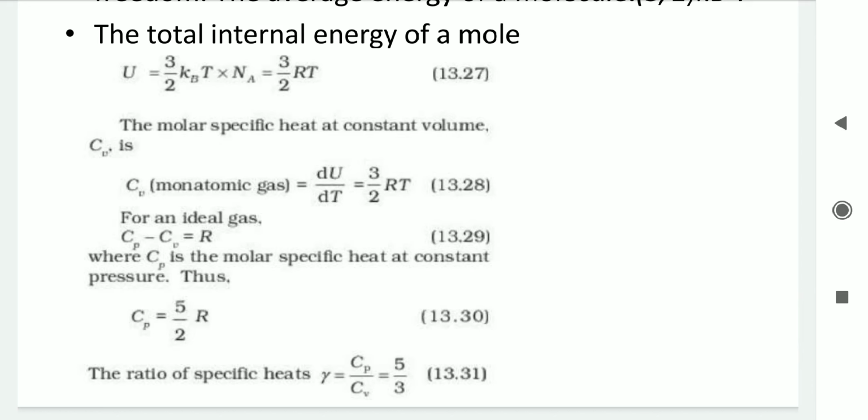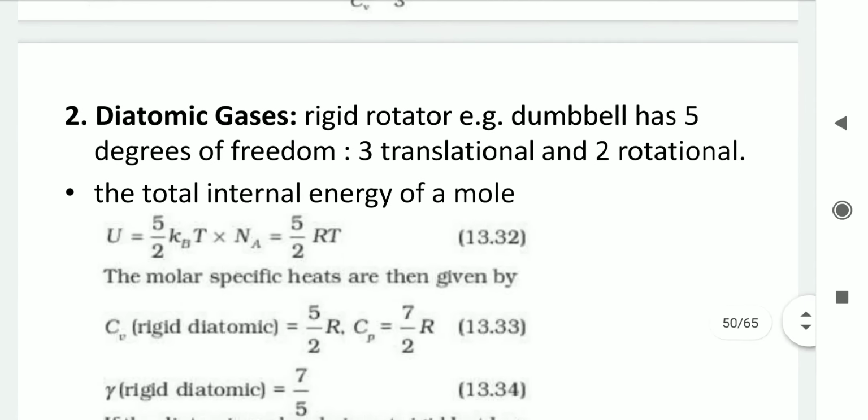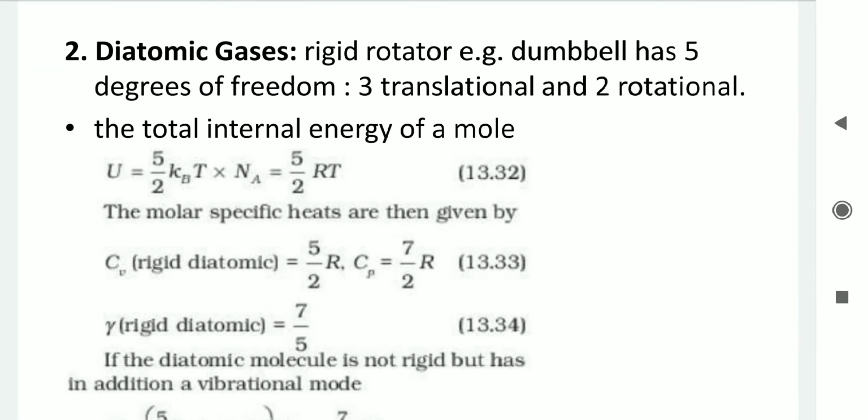Now, let us understand the specific heat capacity of diatomic gases, which is a rigid rotator having 3 translation degrees of freedom and 2 rotational degrees of freedom. So the total energy we have is 5 × 1/2 kBT, that is 5/2 kBT, which is multiplied with the number of molecules, and total internal energy we have 5/2 kBT into Na, that will give you 5/2 RT. So here we have Cv equal to 5/2 R.